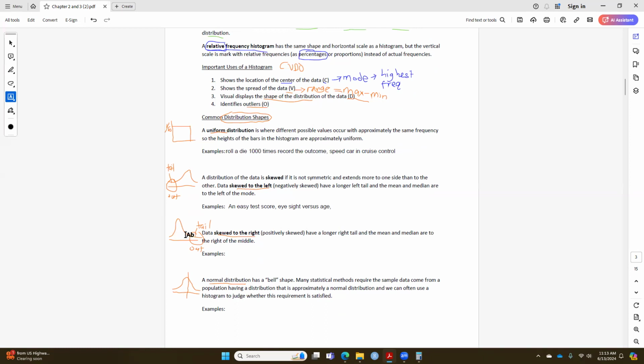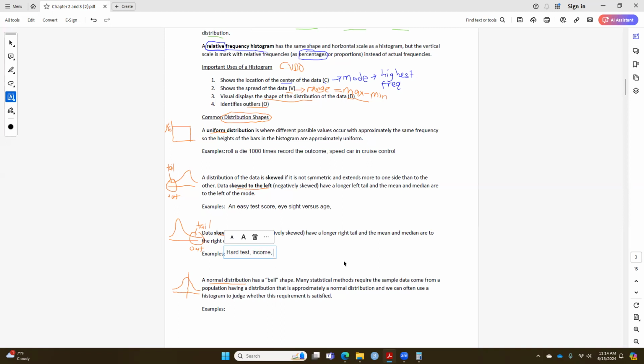Skew to the right is the one where the outliers are on the right hand side. So if an easy test is the example for skew to the left, skew to the right will be a hard test. If I give you a very difficult test, that means you guys bombed the test, a lot of you did poorly, but still there are a couple, 2, 3 of you who will be doing really well. So usually that happens. If I draw a histogram, your histogram looks something like this, which means the test is hard.